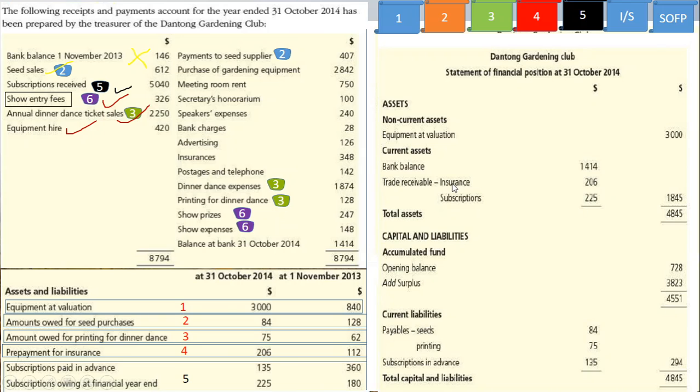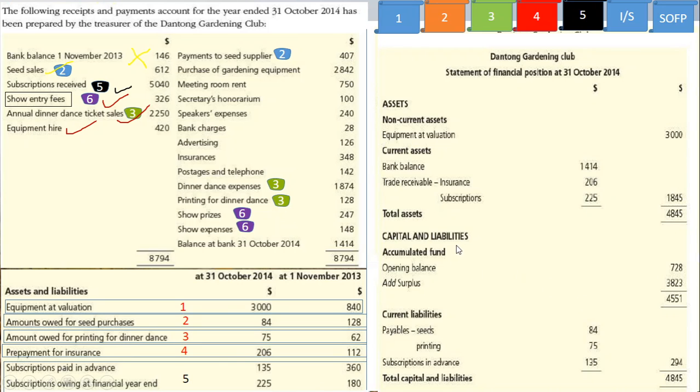Then there was insurance receivable. Look at the insurance number 4. It is a receivable of 206. Closing balance comes here. It's always the closing balance. Subscription receivable 225. If you go down here, subscription receivable 225. So it has come here. Then you add this up, you get a total current asset. Add the both up, you get total assets.